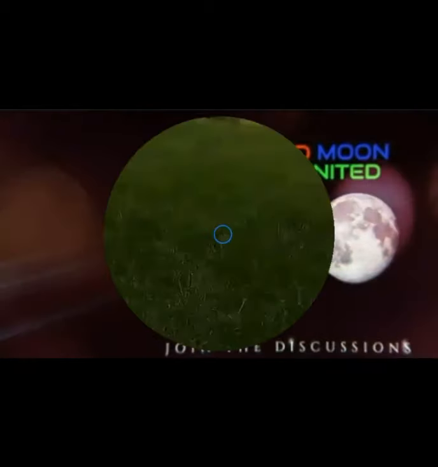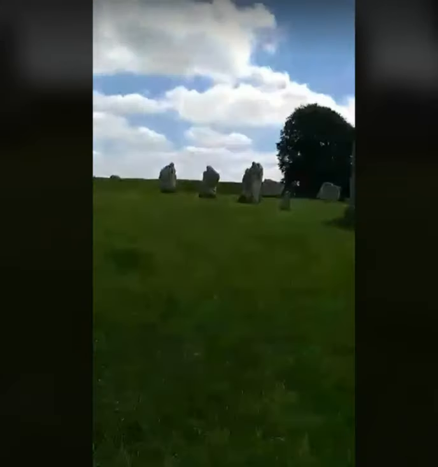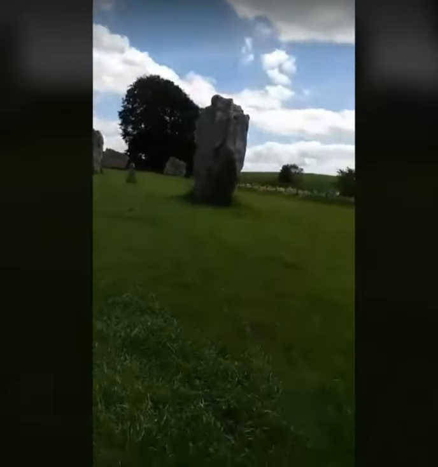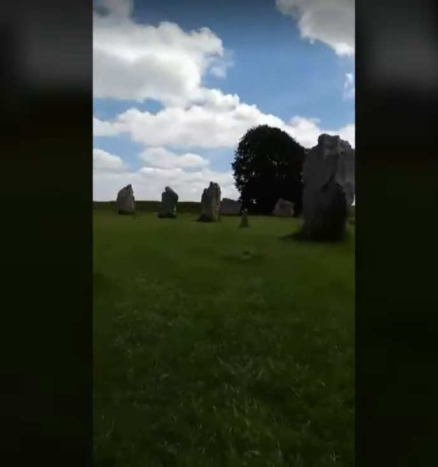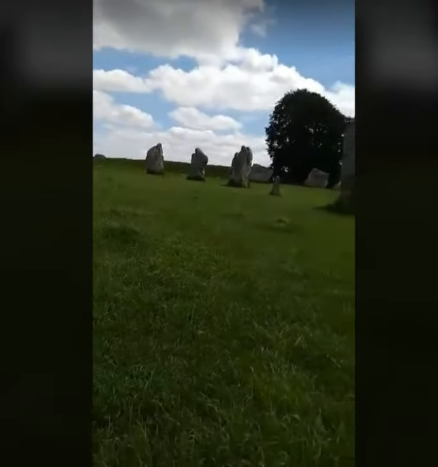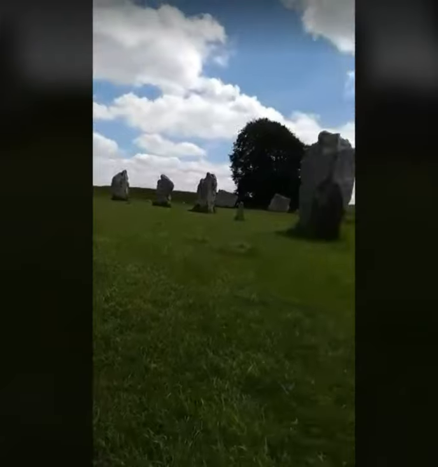Me and Maria have just had a bit of a picnic and we're now sitting down with the stones. It's quite nice. It's not every day you sit down with the stones, is it? No, we're in the southern inner circle.